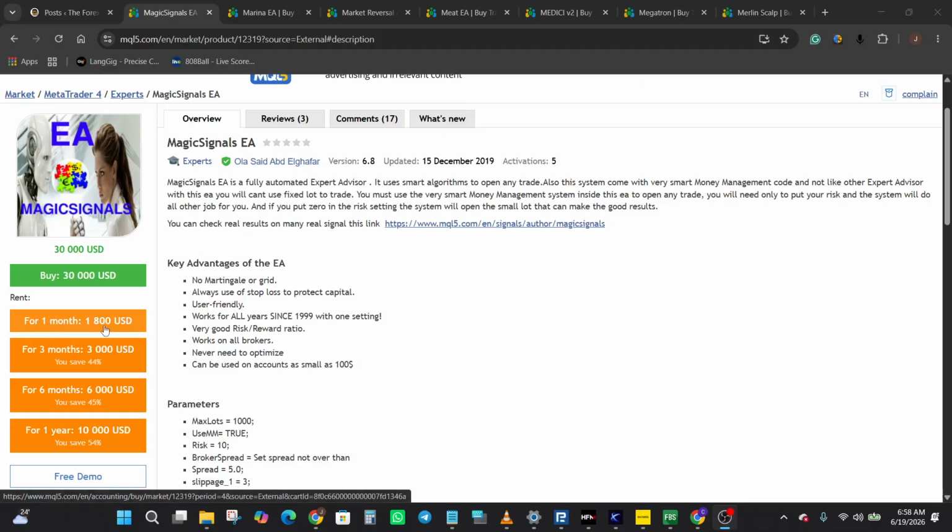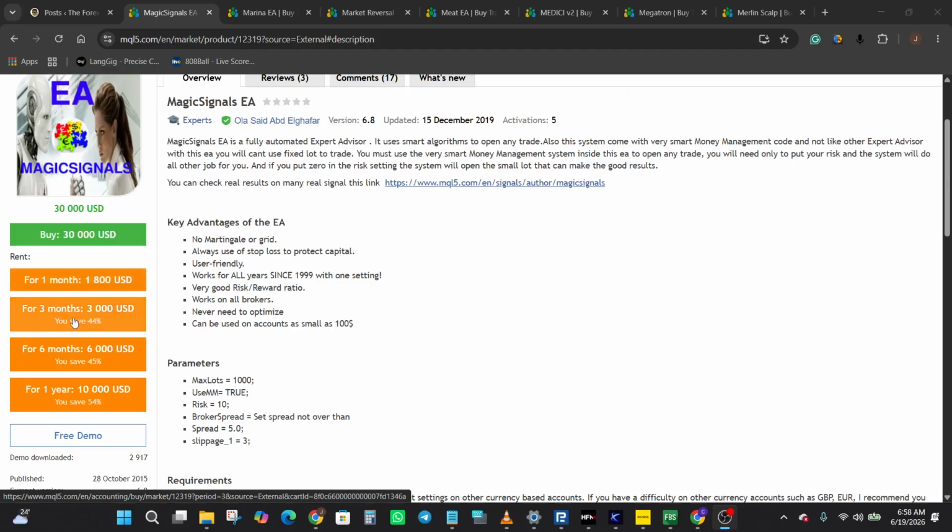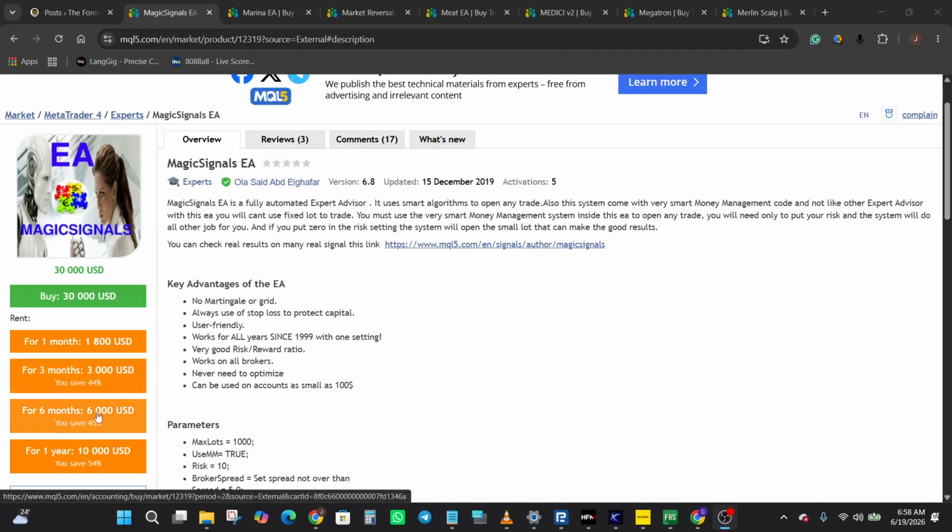1 month rental is going for 1,800 US dollars, 3 months is going for 3,000 US dollars, 6 months is going for 6,000 US dollars, and a year is going for 10,000 US dollars. According to the developer, MagicSignals EA is a fully automated expert advisor designed to open and manage trades automatically using its own internal algorithms.